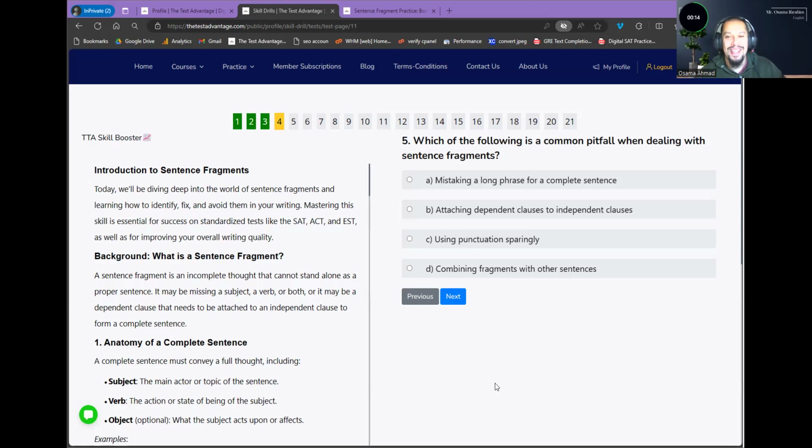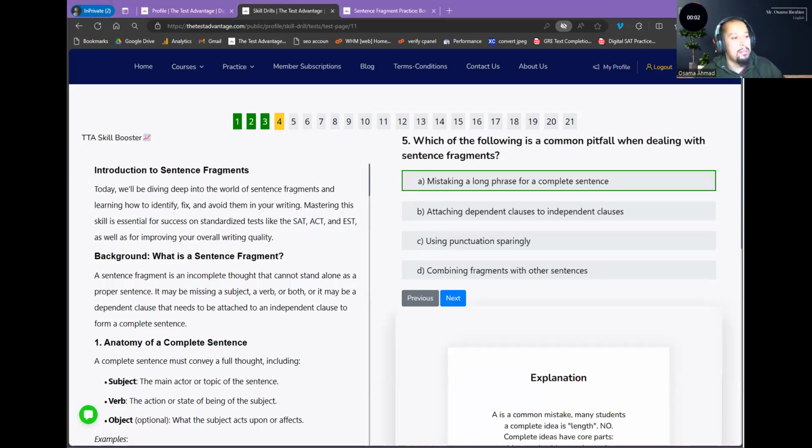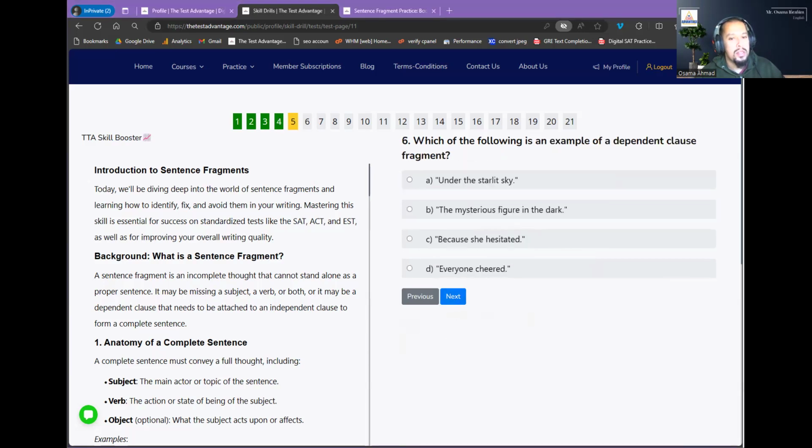You know how it is. Warm up, we learn the rules, we understand them, and afterwards we apply them to harder things. Leanne, Omar, Carlos, very good job. Shaza, very good job. Hanya, very good job. Do not mistake a long phrase for a complete sentence. Number 6. Which one is an example of a dependent clause?